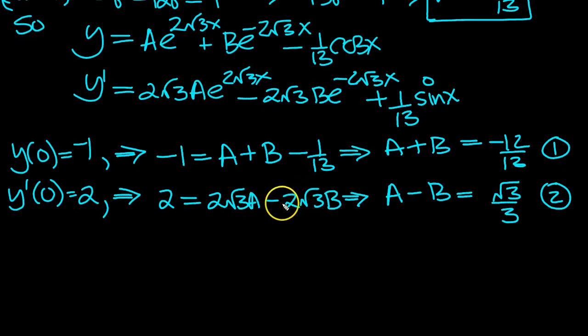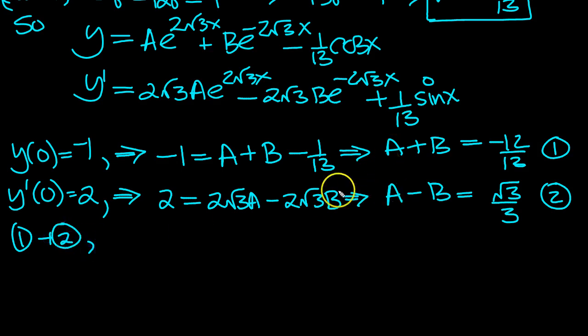Divide by 2 root 3 here and here and here. We get a minus b here. I've written it down right to left. And then 2 over 2 root 3, the 2's will cancel. And 1 over root 3, you can just rationalize the surd. So check that if you need to. So now we can just add them. 1 plus 2.